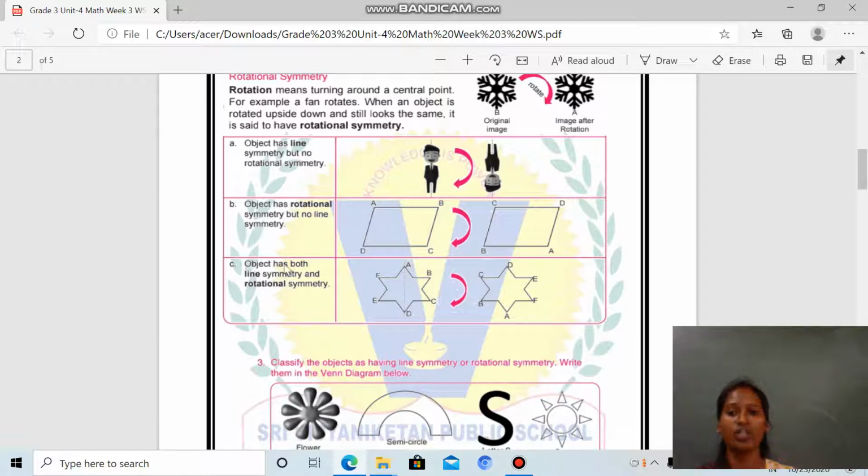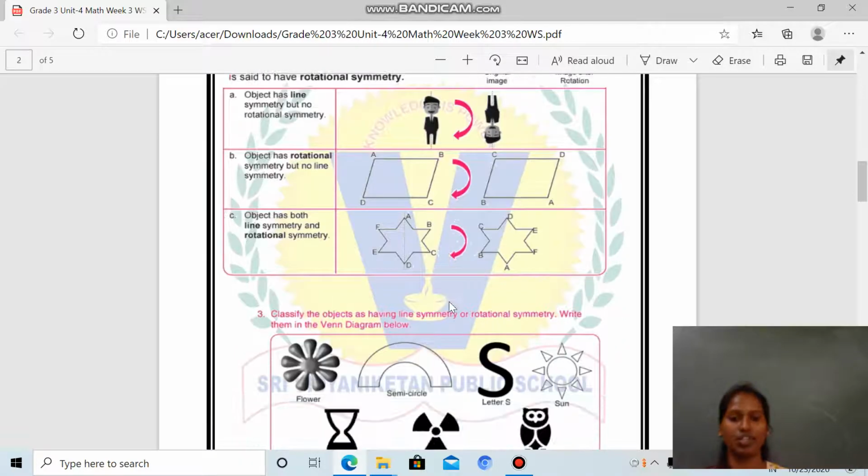Coming to the next, the object has both line symmetry and rotational symmetry. Here, if we rotate the given object, it looks the same upside and downside. So it has rotational symmetry. If we cut the middle of this object, it looks exactly like the other half. So it has a line of symmetry. So this image has both line of symmetry and rotational symmetry.